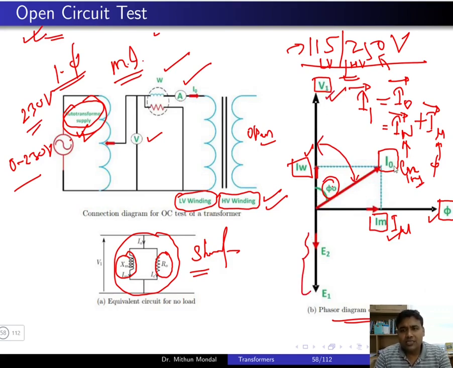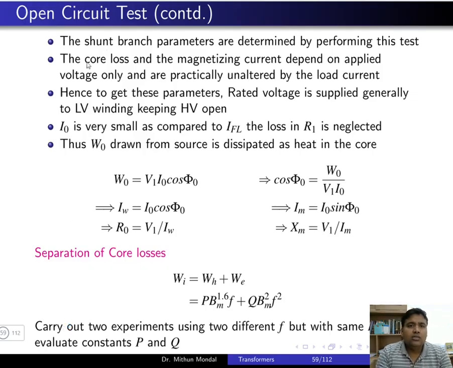So obviously this current I naught can be broken into two quantities. One is Iw, that will be I naught cos phi naught, and I mu will be I naught sin phi naught. The supply voltage V1 is in parallel with both the components, whether it is a resistance or a reactance. So the supply voltage is in parallel, and the shunt parameters are determined by performing this test. So this is the first point: the open circuit test will be used to determine the shunt parameters.